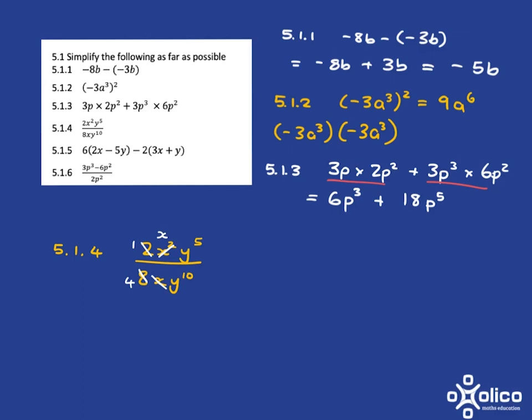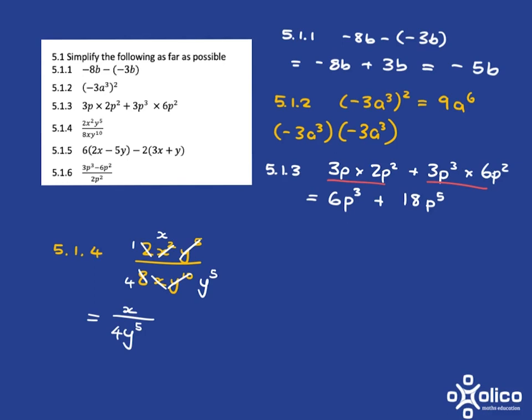And then y to the 5 over y to the 10. Well, 5 of these y's will cancel with 5 of the y's down here, leaving you with y to the 5. So what we're left with is 1x, which we can just write as x, and 4y to the 5, like that. Now, if that seemed confusing, remember with exponents, if in doubt, write it out.